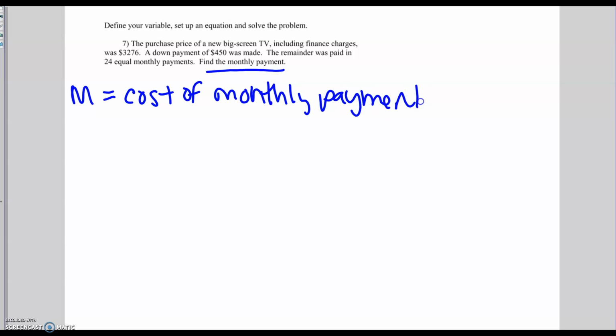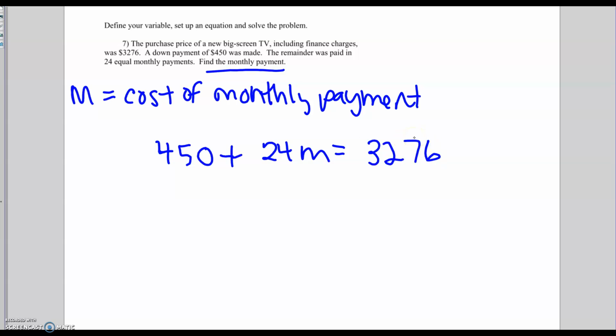Take a minute and try to come up with the equation that would represent this problem. If you said the down payment $450 plus 24 equal month payments, 24 times M has to total 3276, you are correct. If not, erase and rewrite this equation down.